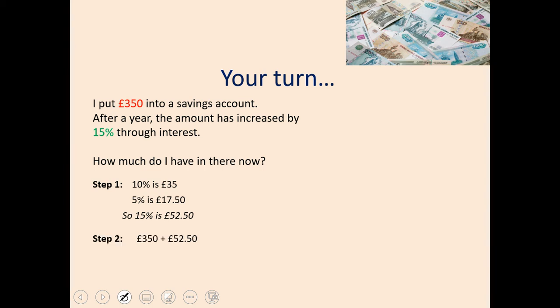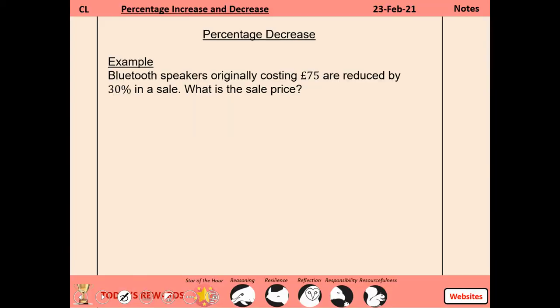And then step two is it says the amount has increased. So you add it on to the original amount, 350 plus £52.50, and that'll give you £402.50. Okay. All right, so percentage decrease now, another example.